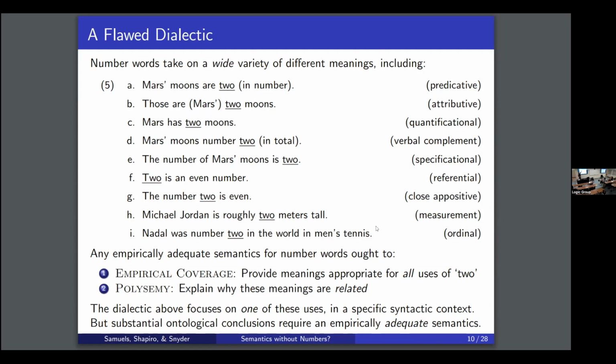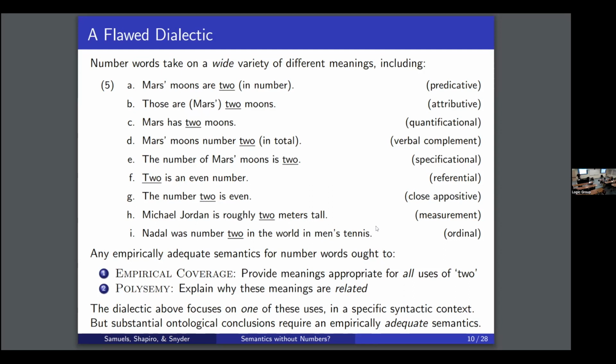But 2 obviously can also occur as an adjective. Mars's moons are 2. 2 there is a predicative adjective. Those are Mars's 2 moons. 2 there is an attributive adjective. Mars has 2 moons. Again, depending on what your view is, that's either an adjective or a determiner. But it has a different semantic type from 2 in 5b. Mars's moons number 2 in total.